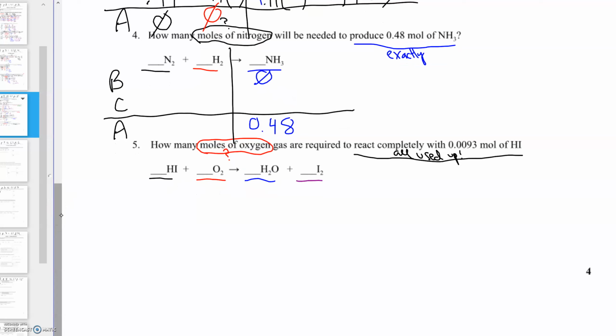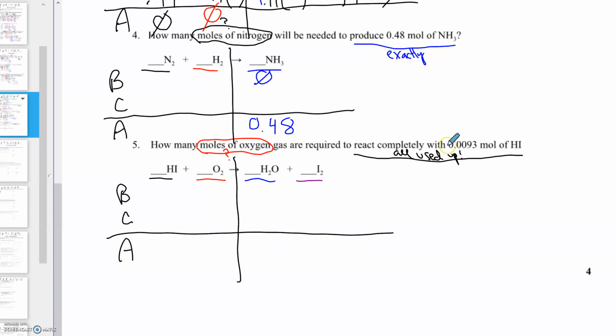Okay, and let's set up our last one here. How many moles of oxygen gas are required to react completely with 0.0093 moles of hydrogen iodide, or hydroiodic acid? So B, C, A, before, change, after. Separate your reactants and products. 0.0093 moles of HI, 0.0093, completely react. Everything's all used up. So I'm going to use up 0.0093. There'll be none left over.